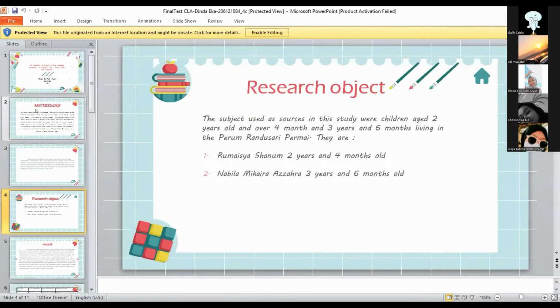Research object. The subjects used as source in this study were children aged 2 years and 4 months and 3 years and 6 months living in the Perum Randusari Permai. They are Rumaisa Sanum, 2 years and 4 months old. The second, Nabila Mikaira Azahra, 3 years and 6 months old.